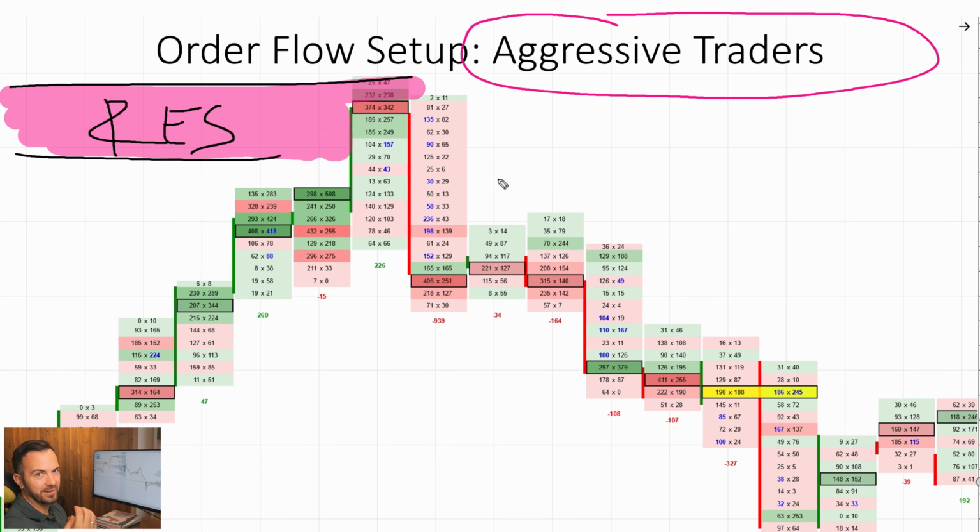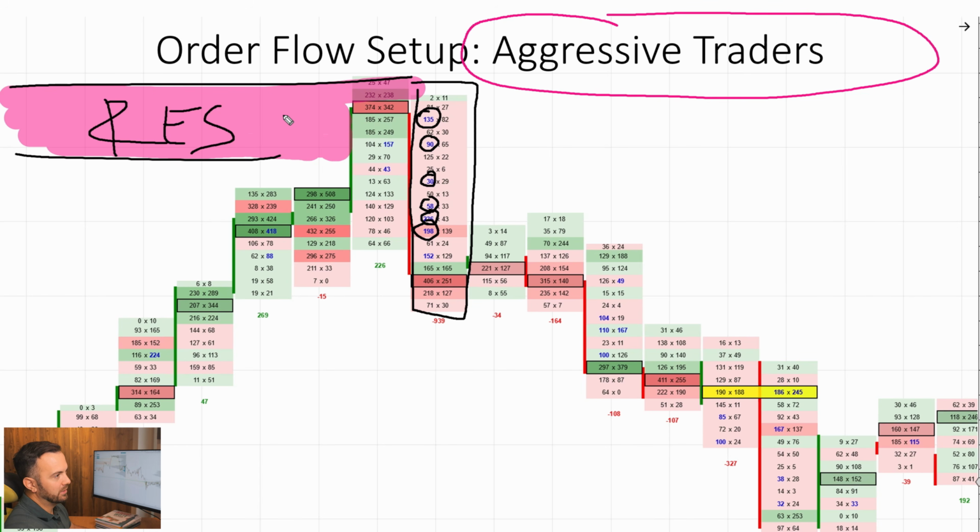And since this is a resistance, you want to see aggressive sellers. In this case, you can see the aggressive sellers mostly in here. You can see all those selling imbalances. That means sellers are way more aggressive than buyers.